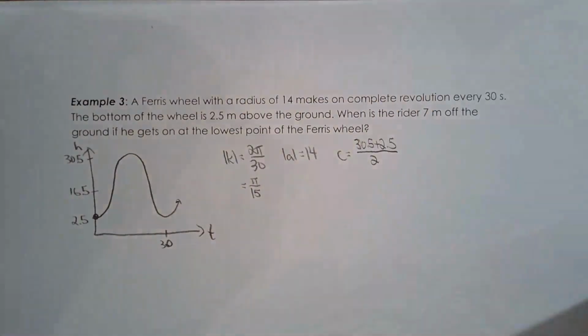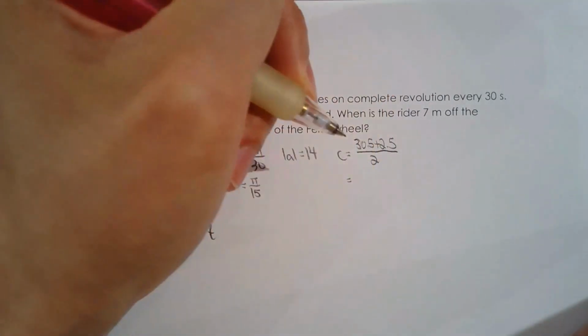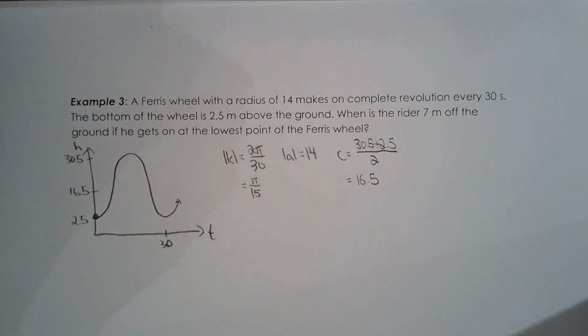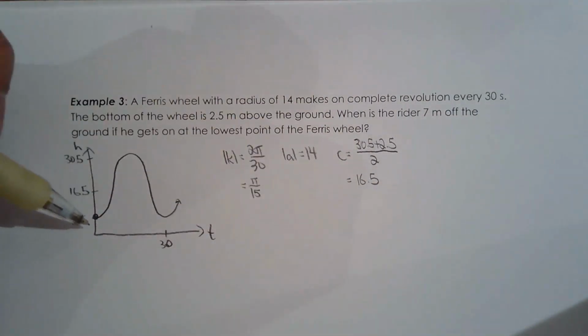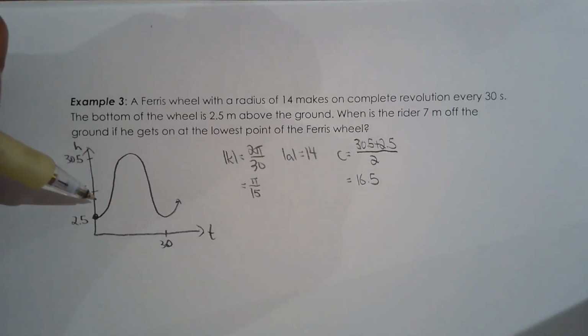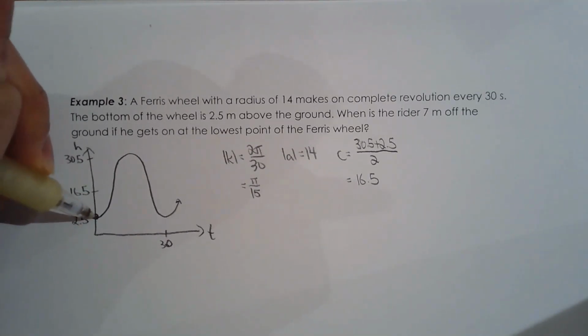That's 33 divided by 2, which is 16.5. For the parameter d, that depends on how you want to visualize this graph. Obviously, I'm going to choose this point as my starting point for my graph.